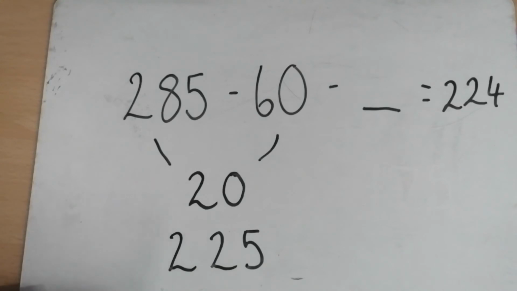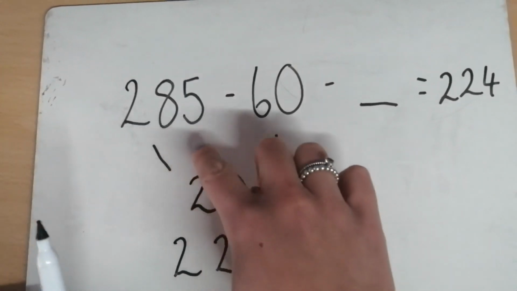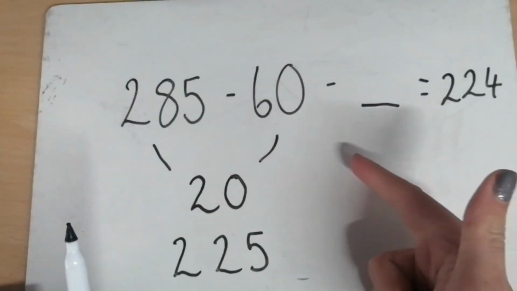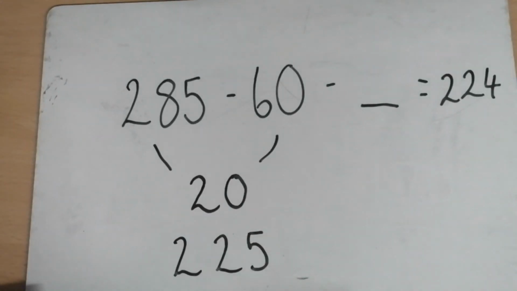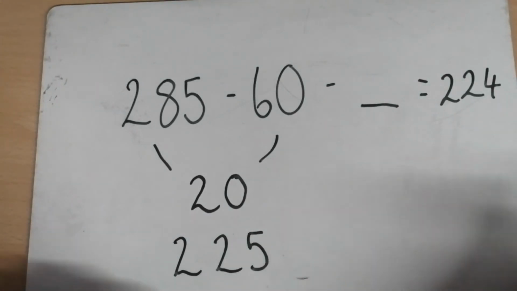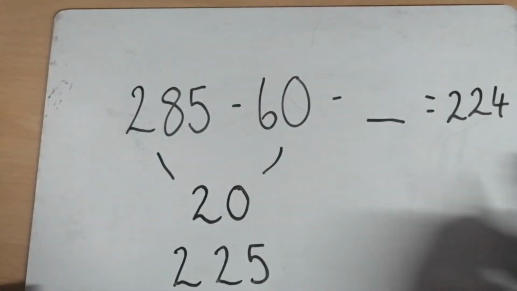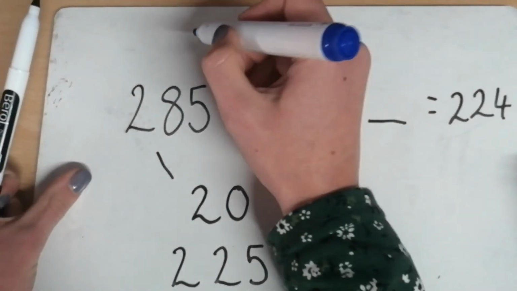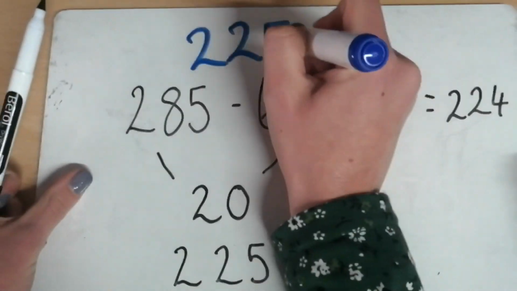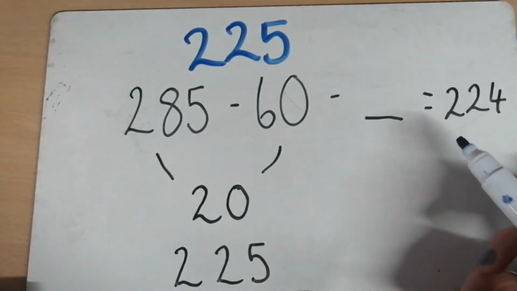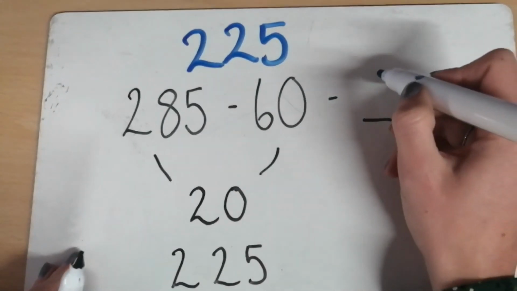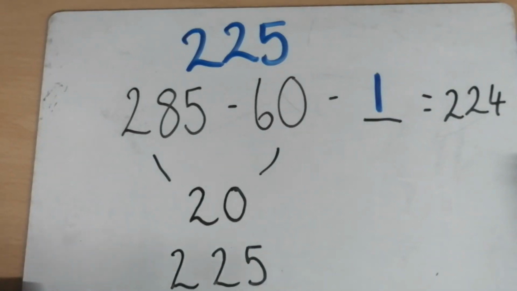With that one, because I've counted on, take away 80, 70, 60. So 225. So this now, I can actually rub this out, or I'm actually just going to write it in blue, is the same as 225. So 225 subtract something is 224. So if we subtract the 1, we've got 224.